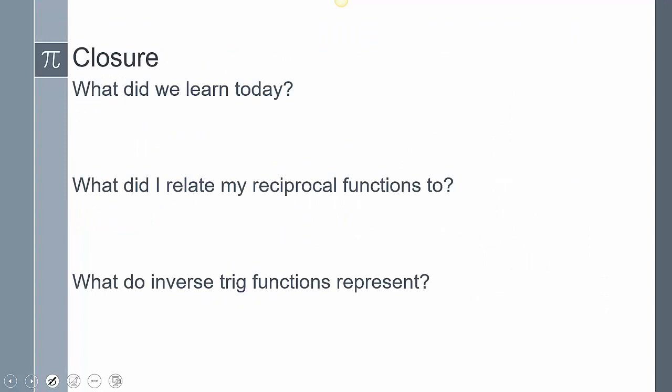In closing of today's lesson, what did we learn today? Well, we examined inverse trig ratios with tangent and its reciprocals, and we found the angles as it corresponds to the unit circle. Now, what did I relate my reciprocal functions to, and what do inverse trig functions represent? I want to hear from you guys.